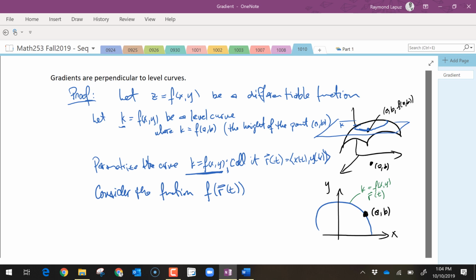So r of t is a curve in 2 dimensions. And by saying f of r of t, I'm saying I'm going to put all the values of r of t into the f function. So what do you think is going to happen when I put those values into f? It's on the xy plane, but I'm going to put it into the function, which means it's going to be up there somewhere. So what can you say about when I put those values into the function?